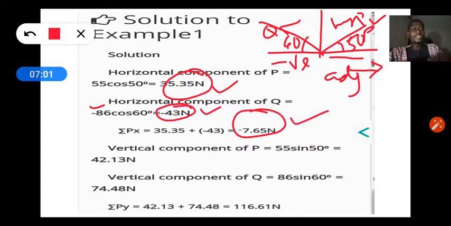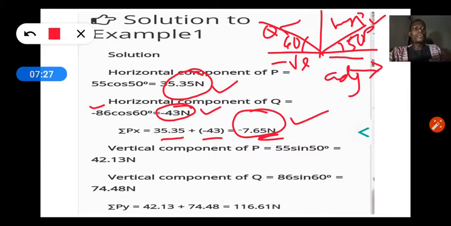So I add these two in circle. If I add this and this, the result becomes minus 7.65. That's the value I have in my horizontal component. Now I've gotten a horizontal component. Now let's resolve each of the forces to the what? To the vertical axis now, which we call vertical component.